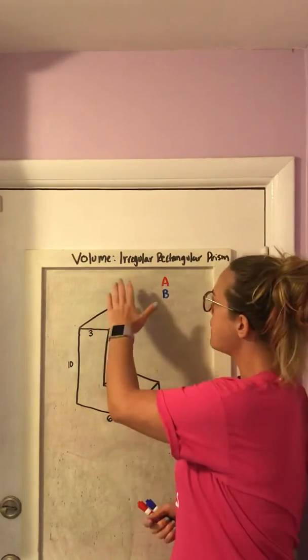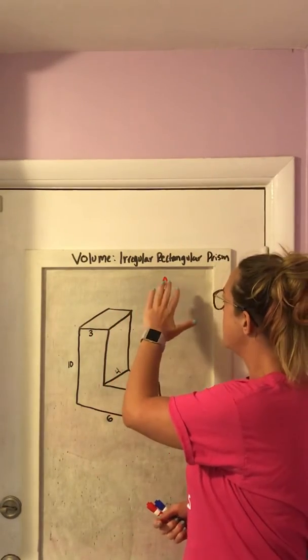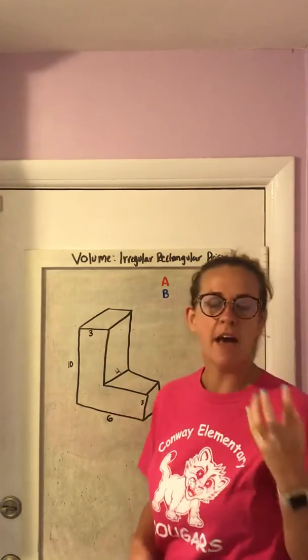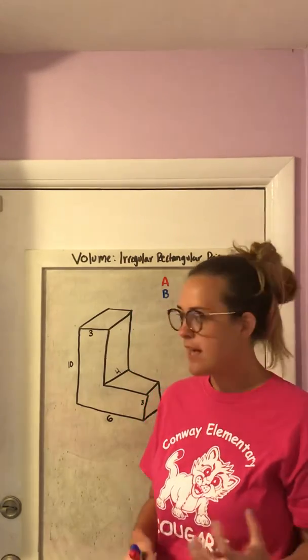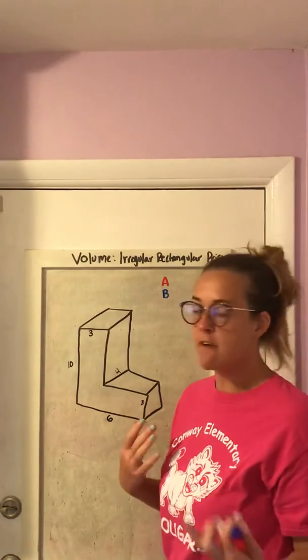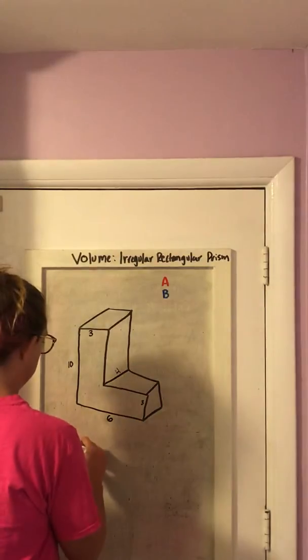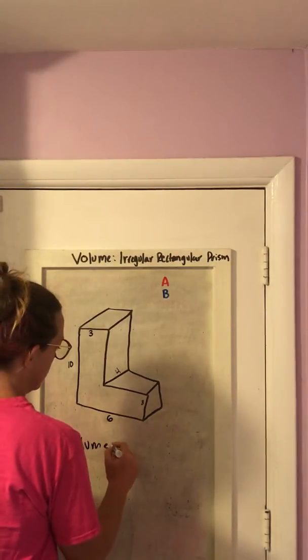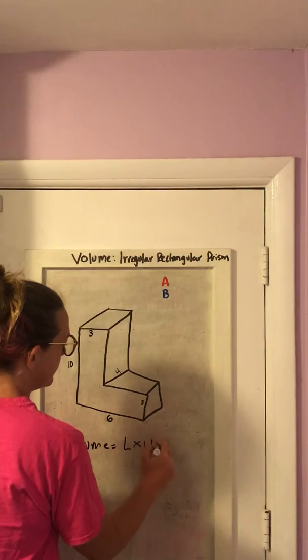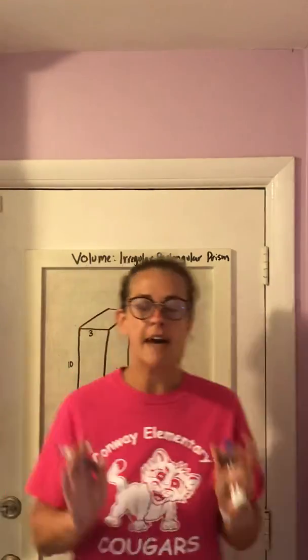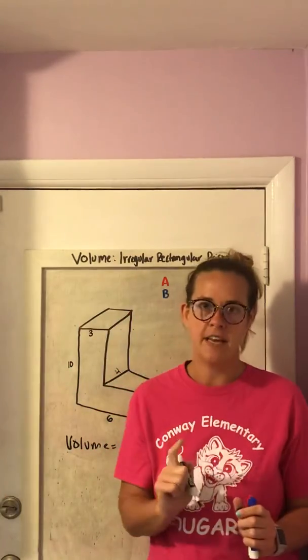So when we find the volume of irregular rectangular prisms, we have to follow 3 steps, okay? We still need to use our volume formula, and that is length times width times height. That volume formula is for one rectangular prism.